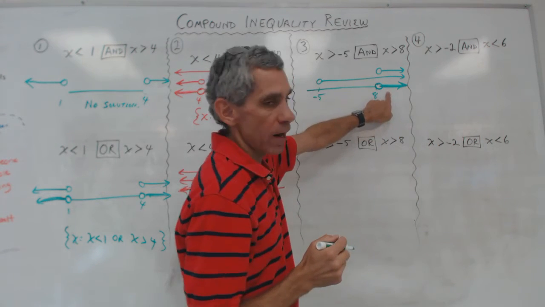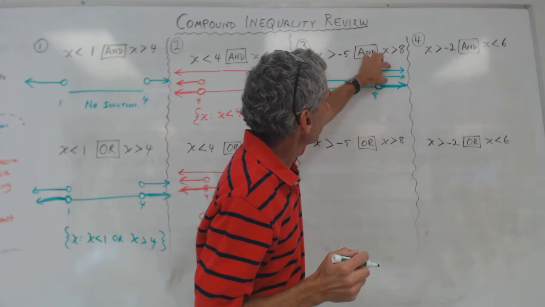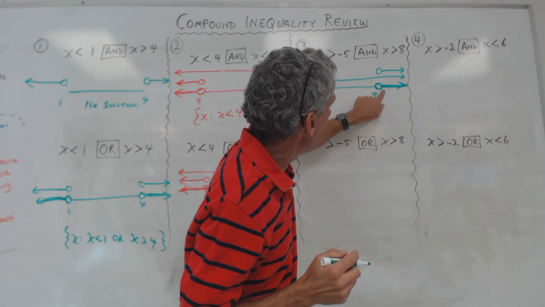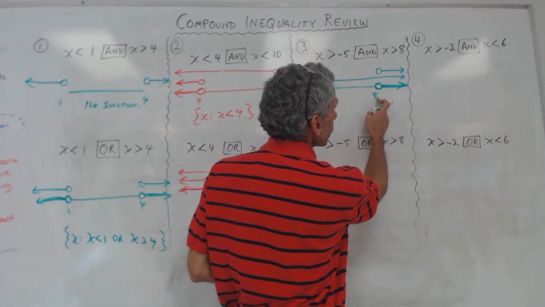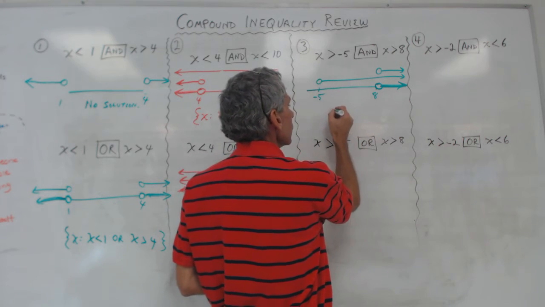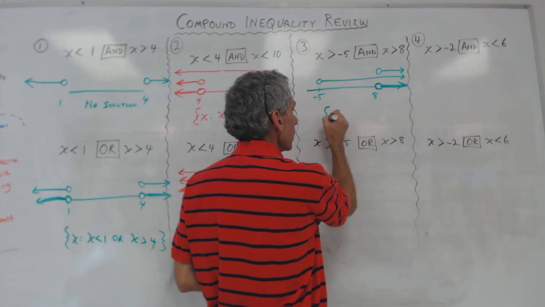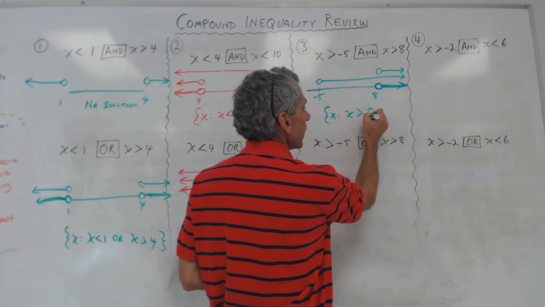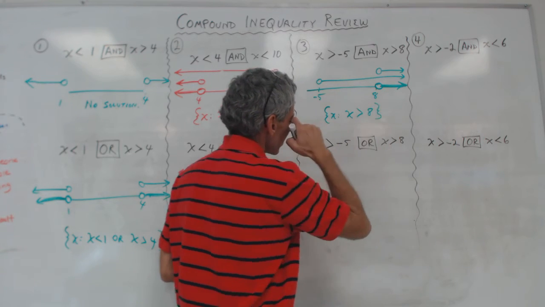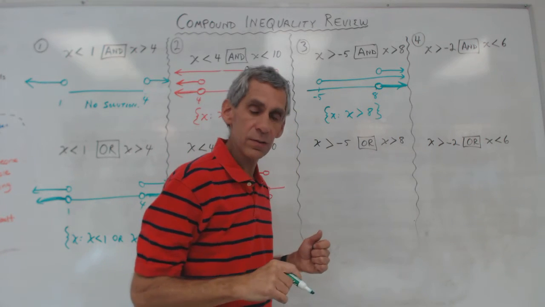So I have to describe that, because this is where the overlap is. I brought the overlaps down onto the number line. I have to describe the number line, which is x is greater than 8. So the set of all x's such that x is greater than 8. I think that makes sense, don't you think?